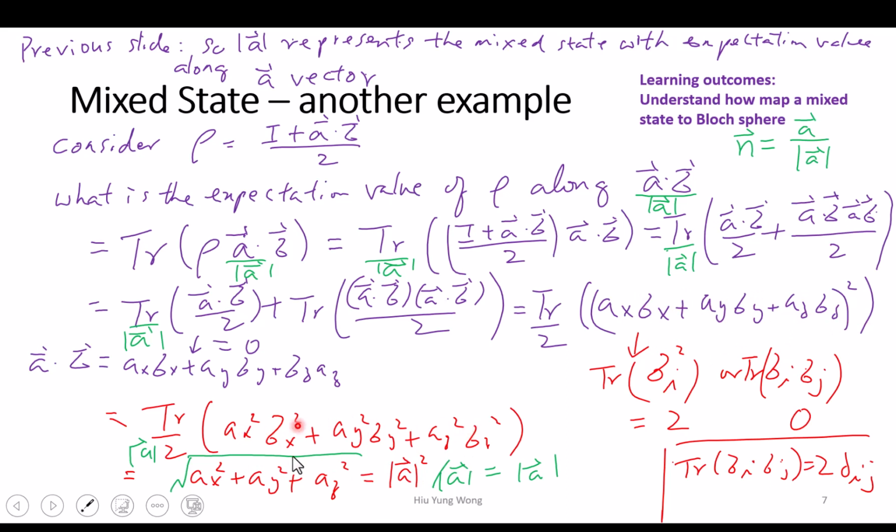Right, no, I get that. I mean, just the last one where you go from that trace. When you apply the trace to sigma x squared, you get 2. You apply the trace to sigma y squared, you get 2. So these 2 cancel with this 2. Okay, so you only have ax squared plus ay squared plus ac squared, which is the magnitude squared, right? And then I divide it by the A magnitude. That's why it becomes the square root.